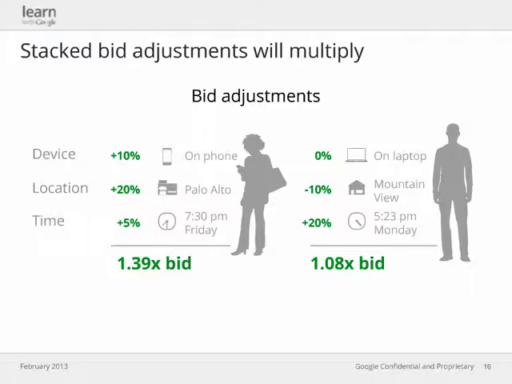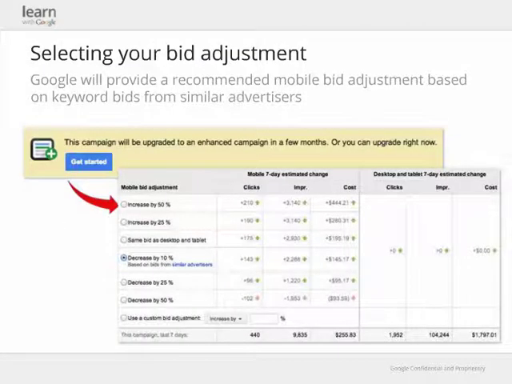Okay, so more on the user interface. Selecting your bid adjustment. Google will provide a recommended mobile bid adjustment based on keyword bids from similar advertisers. So the entire database that exists within Enhanced Campaigns gives you the opportunity to see a range or a delta or a recommendation of what your bid adjustment should be based on how your competitive market's operating. This is designed to make things really easy for you when it comes to optimizations, and also how you can drill things down in a more specific way.